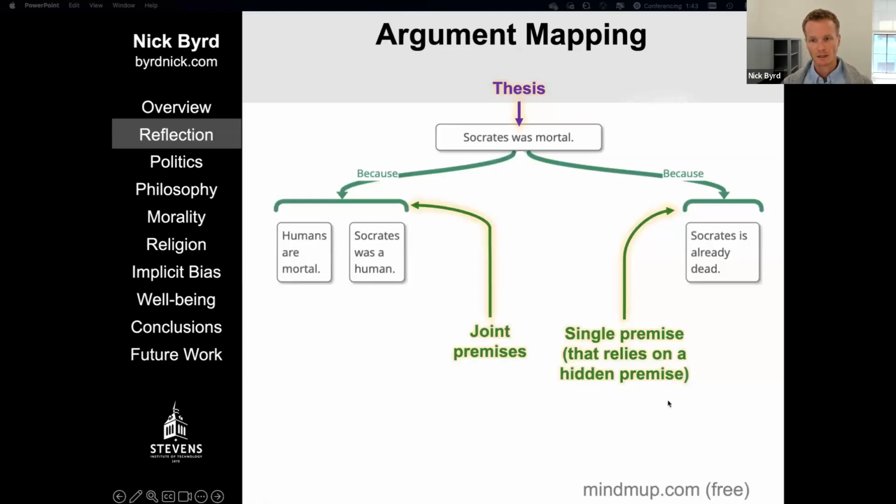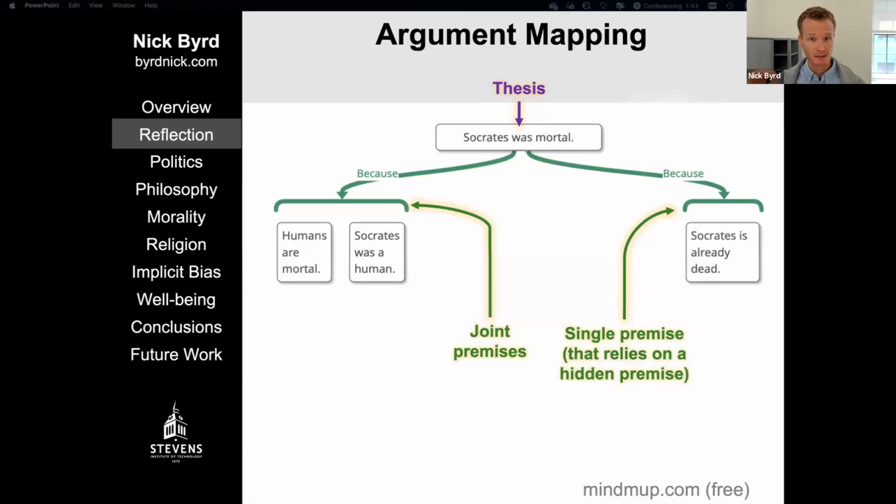So on the right, you can see a one premise argument. Socrates is already dead. This premise does support the conclusion, but really only if we add a currently hidden premise about how death entails mortality. And on the left, you'd see a two premise argument. First, humans are mortal. Second, Socrates was a human.